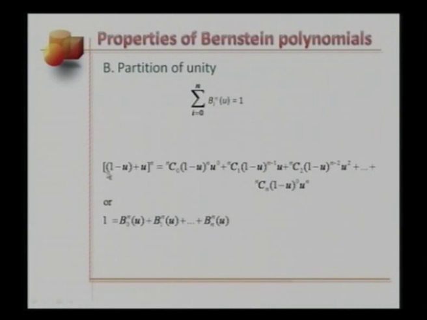While the left hand side would still be 1. We have exactly shown this relation here. Once again, all Bernstein polynomials of the same degree would add to 1. And this is the partition of unity property.